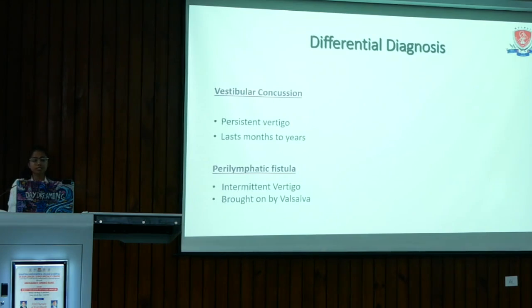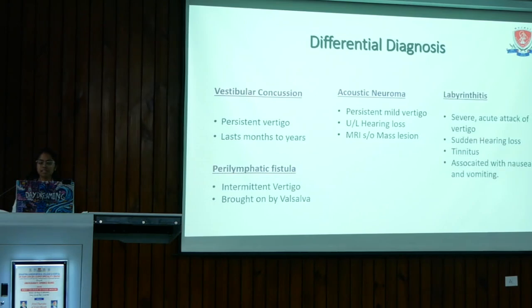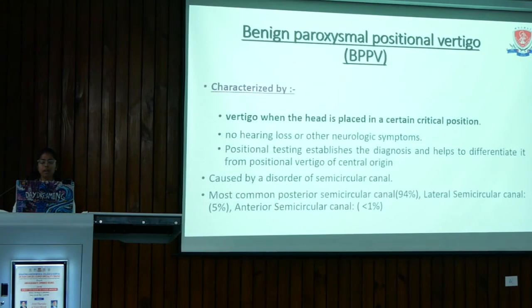Vestibular concussion is characterized by the persistent vertigo. It lasts for months to years. Perilymphatic fistula is characterized by intermittent vertigo and is brought on by Valsalva. Acoustic neuroma is characterized by persistent mild vertigo associated with unilateral hearing loss, and the MRI is suggestive of mass lesions. Labyrinthitis is characterized by severe acute attack of vertigo associated with sudden hearing loss, tinnitus, and associated with nausea and vomiting.